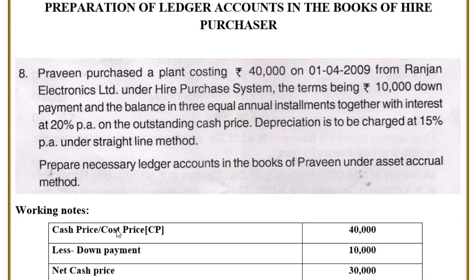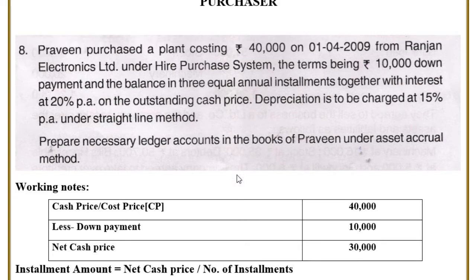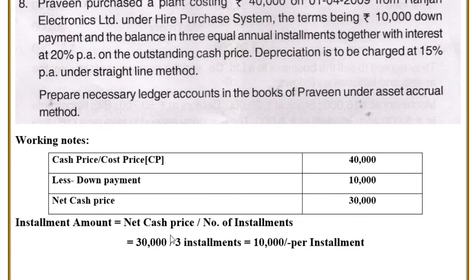Let us take the cash price here. The cash price or costing price is 40,000. Less down payment 10,000 rupees. 40,000 minus 10,000, the net cash price, that is the balance, is 30,000 rupees. This 30,000 rupees Praveen is going to pay in 3 equal annual installments. Therefore 30,000 divided by 3 annual installments equals 10,000 rupees per installment. So 10,000 rupees per installment plus interest we have to add.